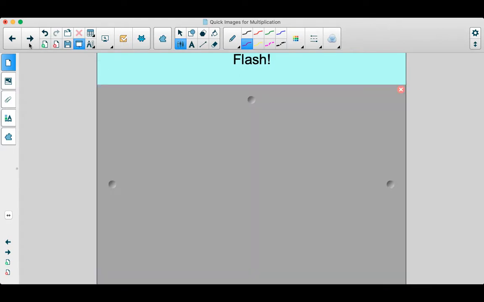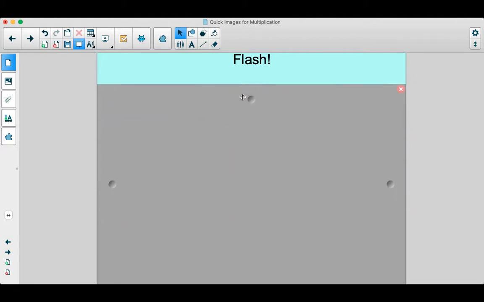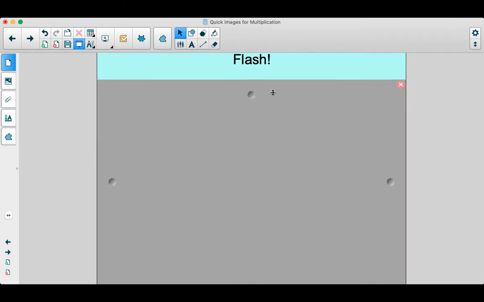Okay, so we know there are 12 dots there. Okay, get your blinks going. Rest up those eyes for a second. All right, ready? One more time. Okay, how many dots are there and how did you see them?